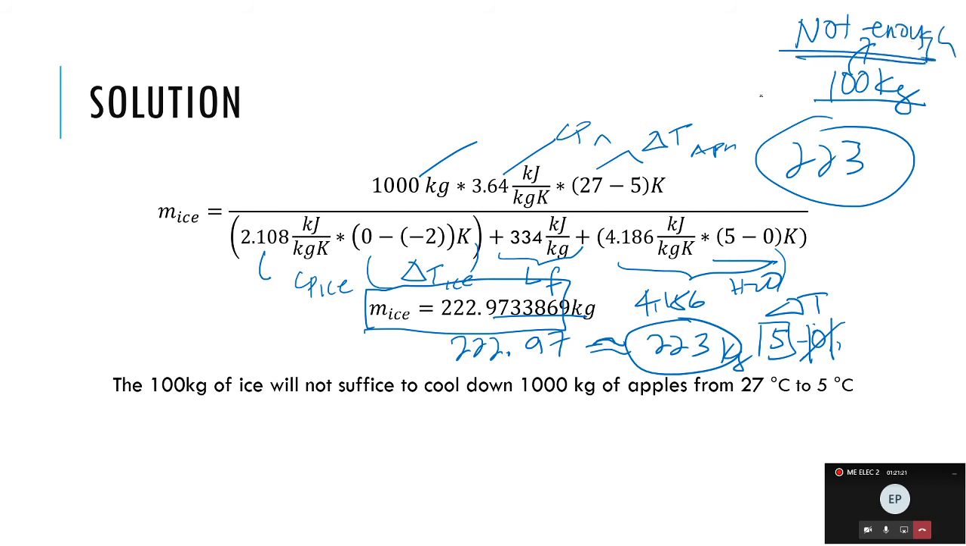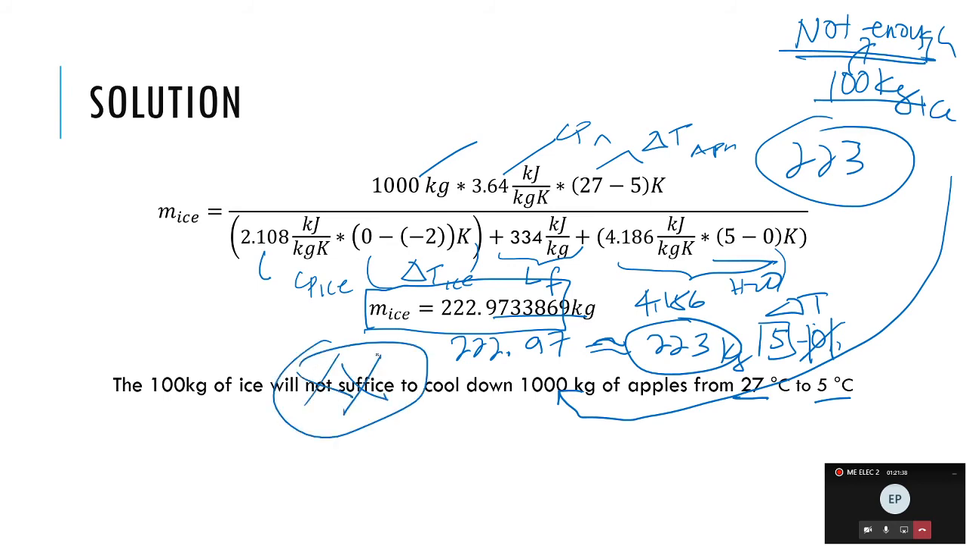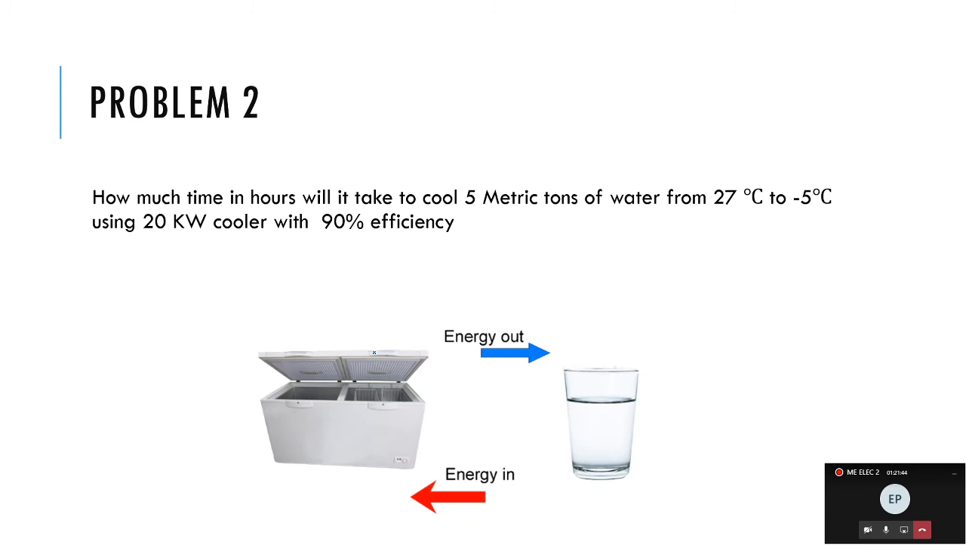Okay? Tama ba? 100 kilogram of ice is not enough to cool what? The apple, which is 1,000 from 27 to 5. Will not suffice, no? Will not suffice. So, hindi. Okay? Maliwanag ba, class? Is it clear? Yes, sir. Ngayon, mabilis lang 'to. Ito naman, next, mabilis lang.